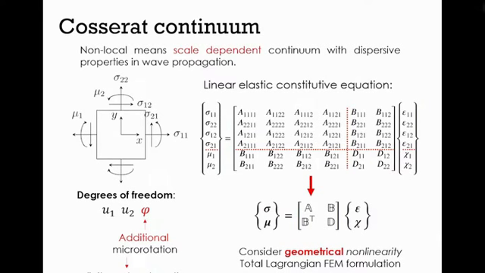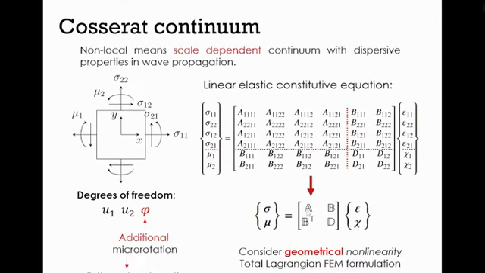scale-dependent continuum with dispersive properties in wave propagations. Here, we use the Cosserat continuum as well. This continuum introduces an additional degree of freedom, that is macro rotation. So this continuum can be an implicit nonlocal continuum. Here we show the linear elastic constitutive equation for this continuum as well as its compact form. We can see that the couple stresses and the curvatures are also involved in this equation.